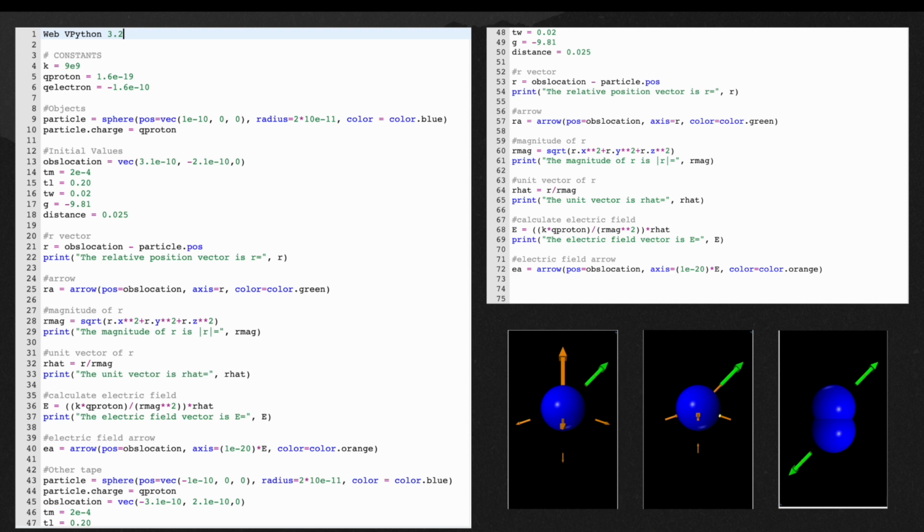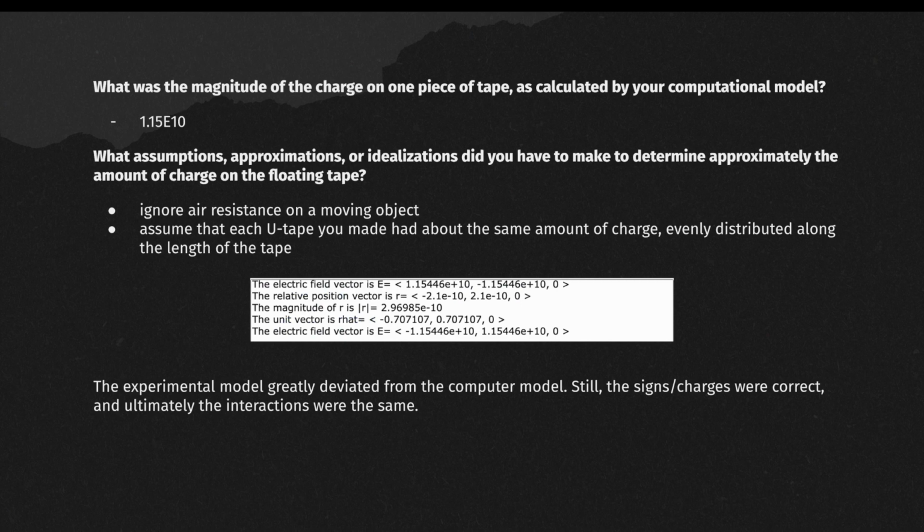Now taking a look at the bottom right corner, we have our results. As you can see, the first charge is the positive one, the electric field is going away. The second one is a negative, the field is going inwards. And then the third image are two like charges repelling each other. The magnitude of the charge on a singular piece of tape, according to the computer, was 1.15 e to the 10th coulombs. And then the assumptions made for the computer model were that there was no air resistance and that the tape had an evenly distributed charge rather than it being bunched up in a singular spot.